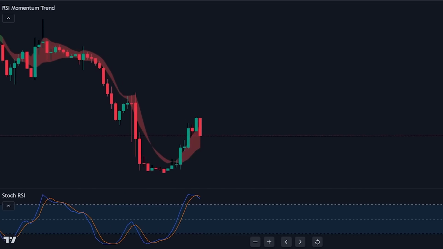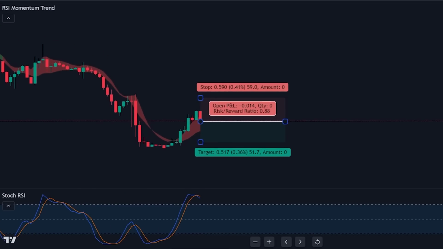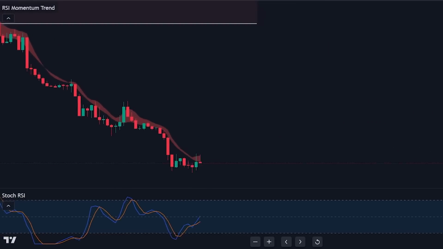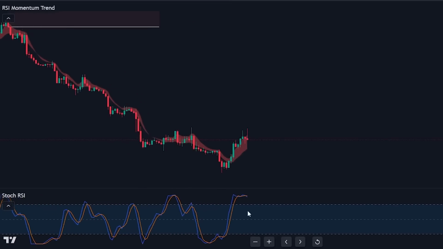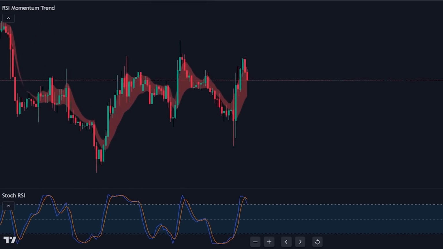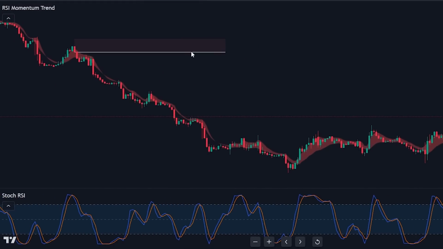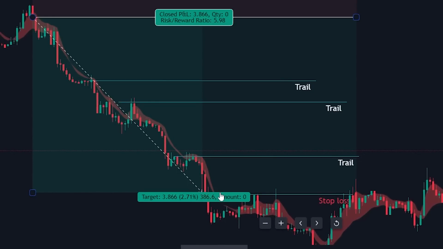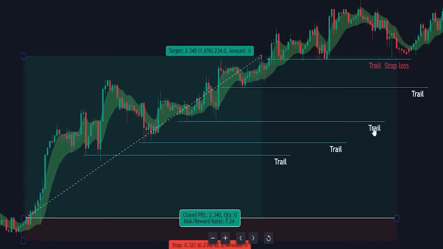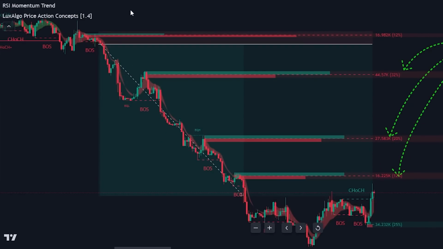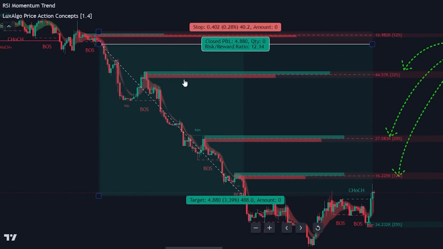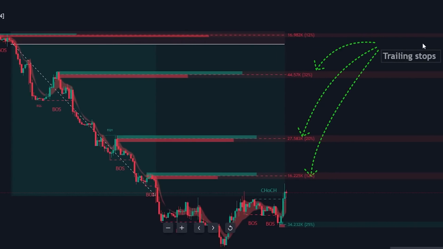Once you have entered a trade, you also have the option to hold the position until the overall trend changes on the RSI momentum trend. However, if you decide to use this exit strategy, it's best to trail your stops above price as price runs in your direction. You can do this by moving your stops above significant highs in downtrends or below significant lows in uptrends. An even easier method would be using the price action concepts offered by LuxAlgo to know exactly where the best areas are to place your stop loss in trends, as it automatically does the price action analysis for you.